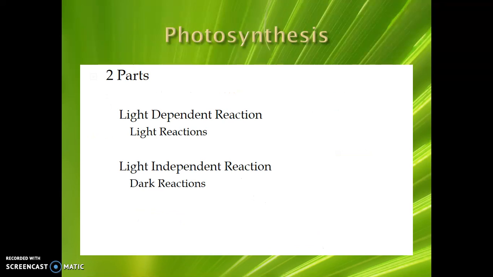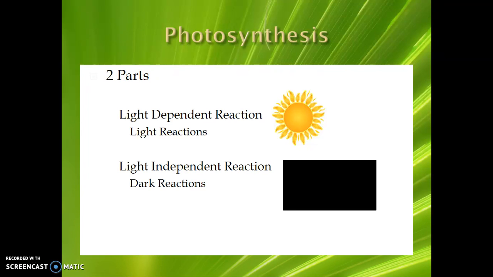Photosynthesis has two parts, and the two parts are a cycle. They create things that the other one needs, and they feed each other. The first part is called the light-dependent reaction. It depends on light. That means that it needs light to happen. Without light, it cannot happen. Okay, so these are also called the light reactions. The second part is light independent. That means that it does not require light, and it is also known as the dark reactions.